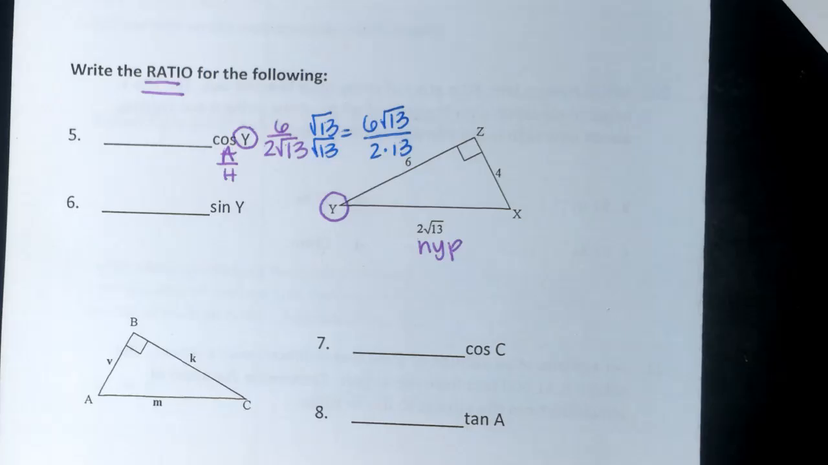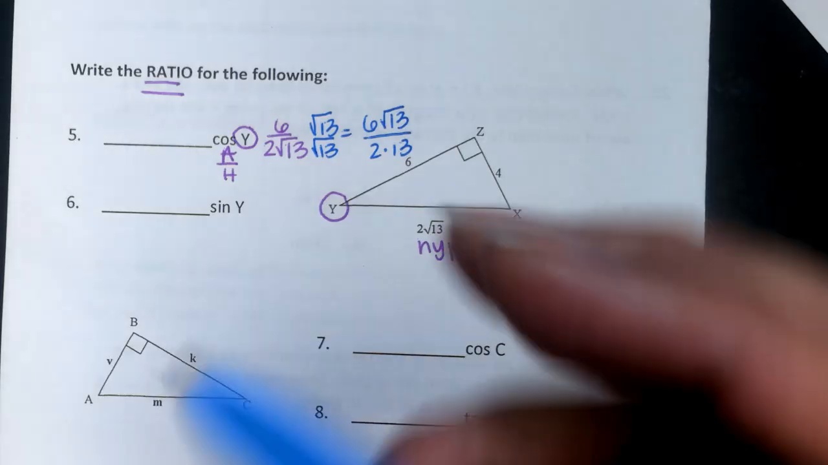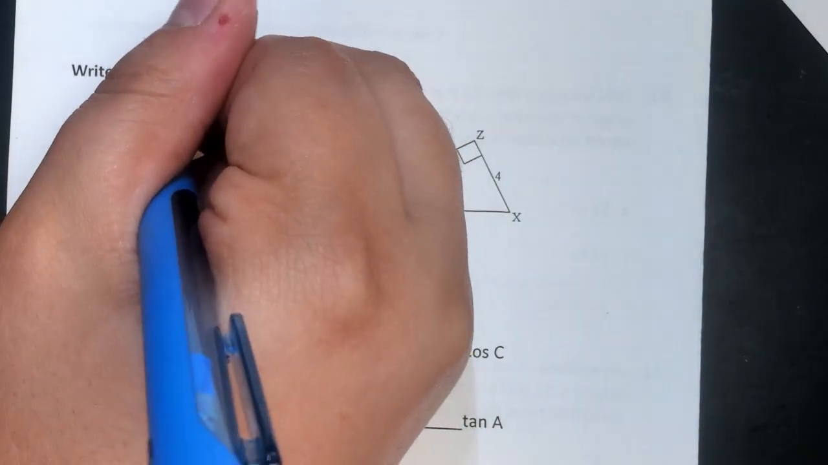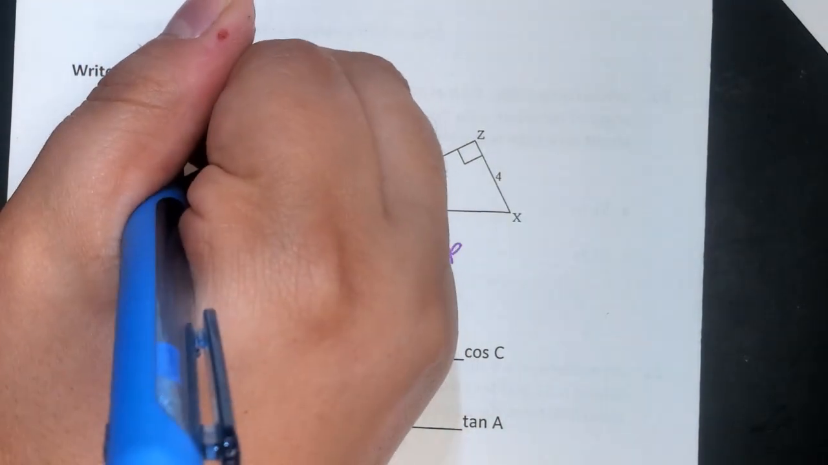And what happens? You could do 26, but before I do that, what do y'all notice? What's 6 divided by 2? 3. So this reduces to 3 root 13 over 13.